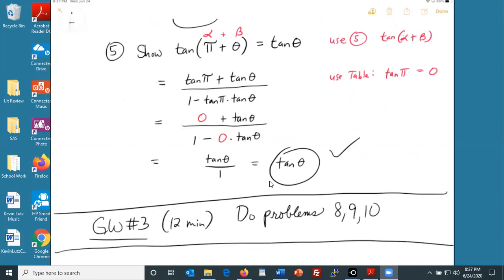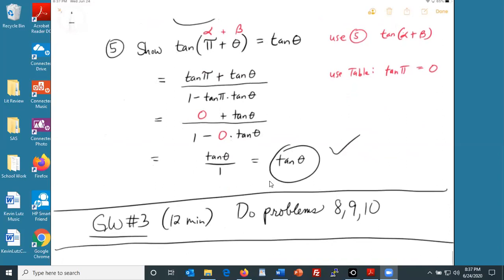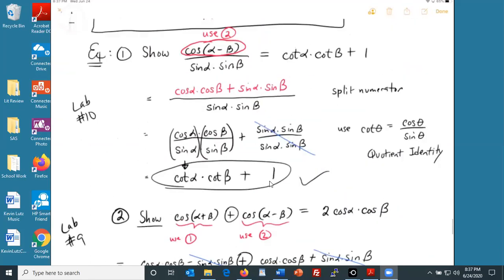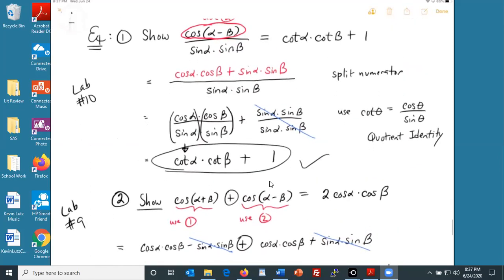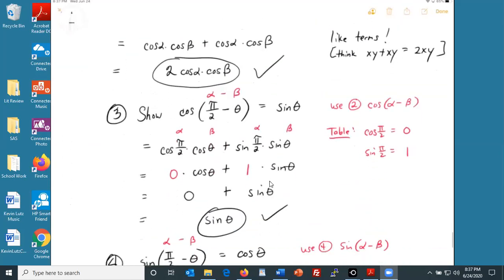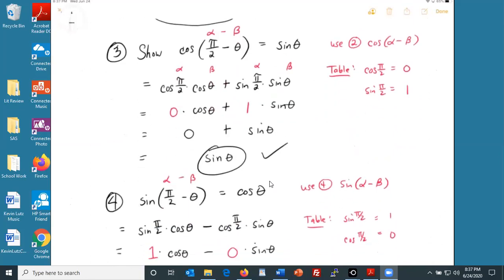All right, 8, 9, and 10 will use just these formulas for the sums and differences. I told you that 9 and 10 relate to numbers 1 and 2. Keep that in mind. Don't forget that number 1 will be like number 10. Number 2 will be like number 9. And numbers 3 and 4 will be like number 8. This way you have a little reference to look at and try to set it up and solve it successfully.